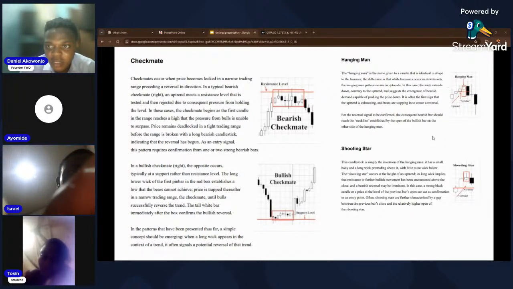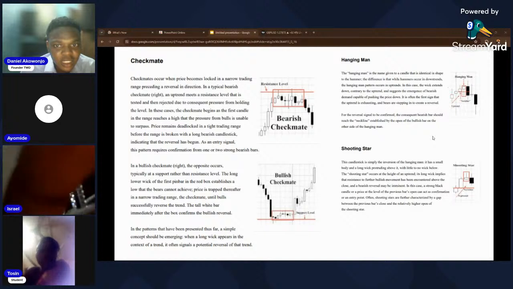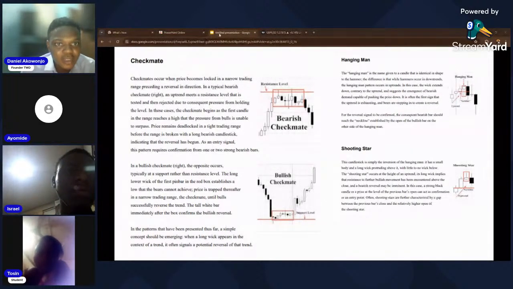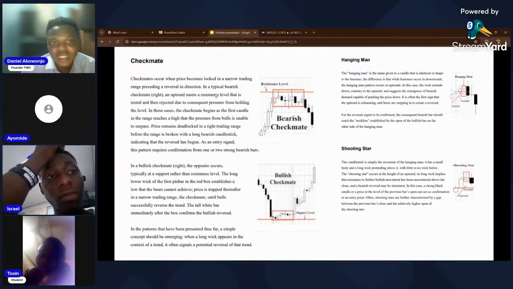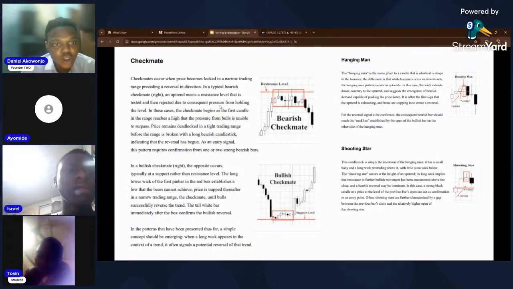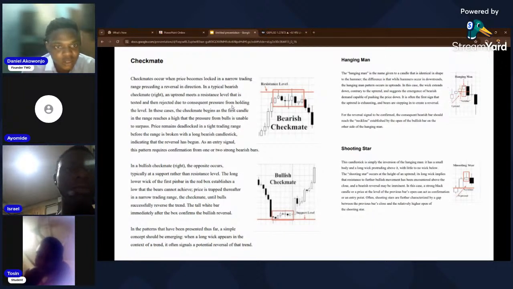So we have the checkmate, right? The checkmate occurs when price becomes locked in a narrow trading range preceding a reversal in direction. In a typical bearish checkmate, an uptrend meets a resistance level that is tested and then rejected due to consequent pressure from holding the level. Clearly, can you see this image here?